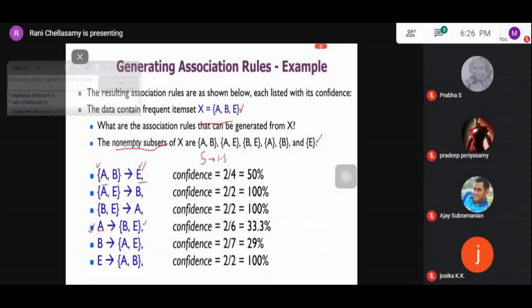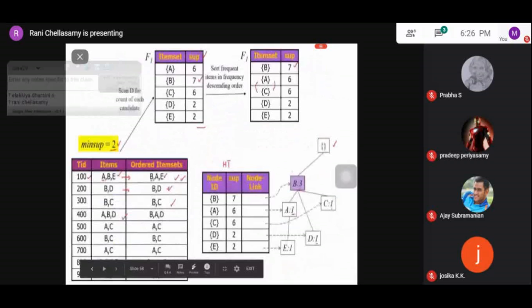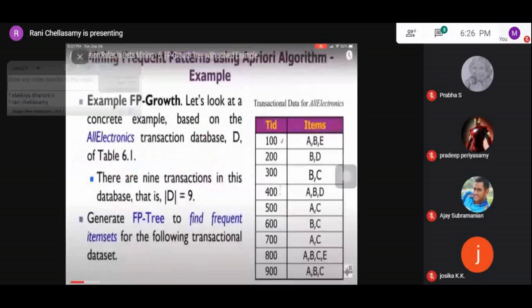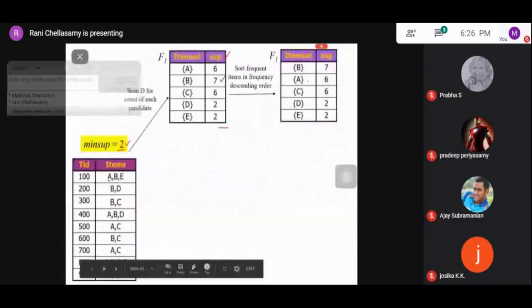So what is the confidence? ABE occurrence is 2 and AB is 4, so 2 by 4. So among these, see here, the minimum support and confidence. What is the problem given? Let's move to the previous slide and see here. I think the minimum support count value is 2.